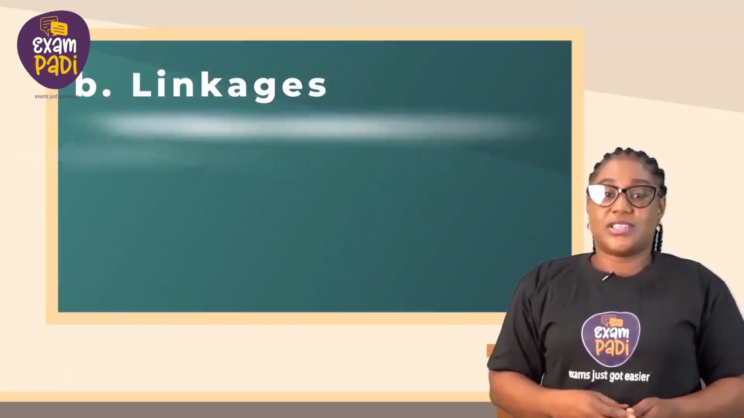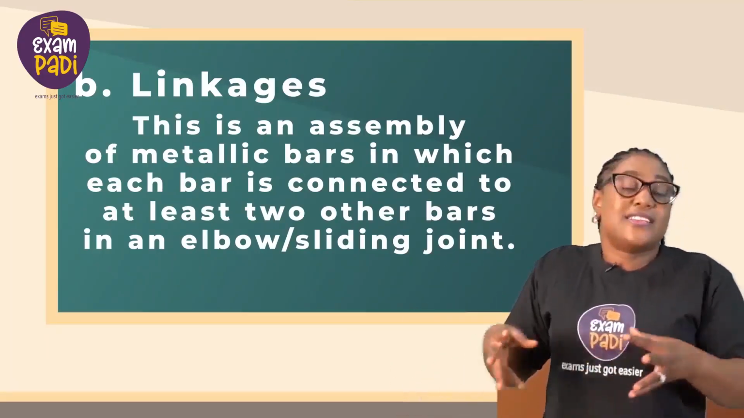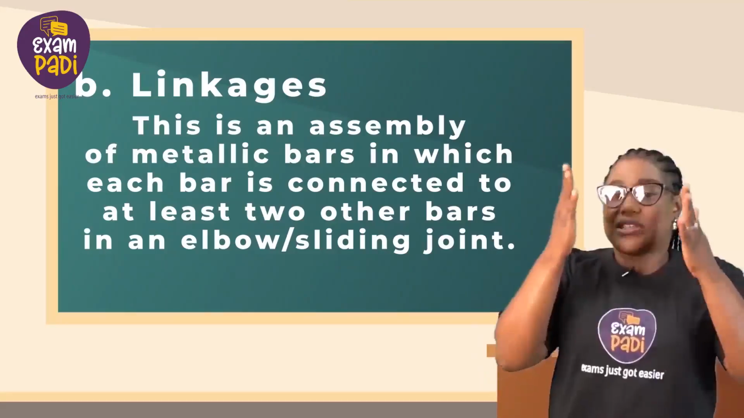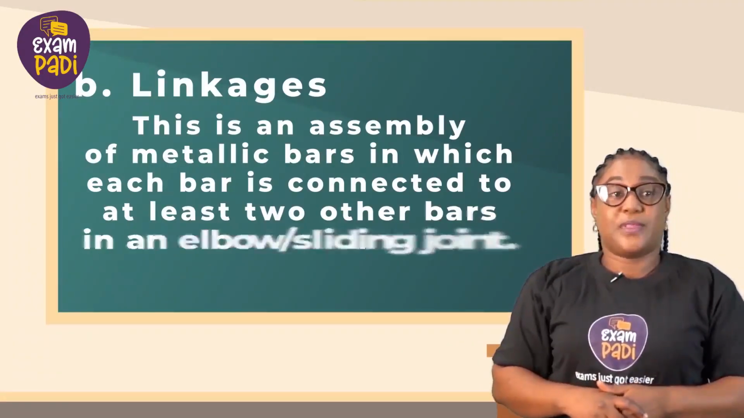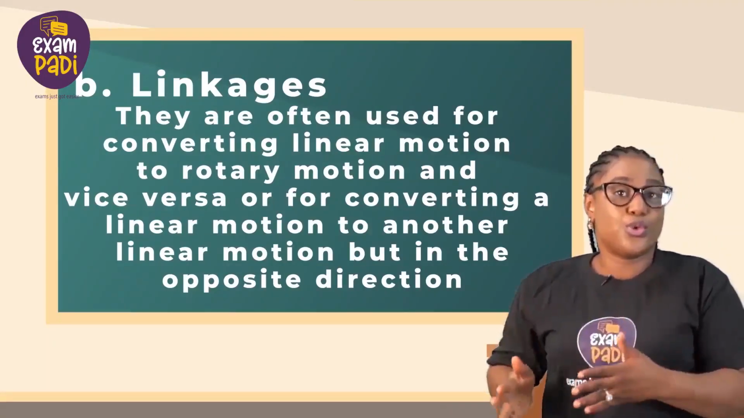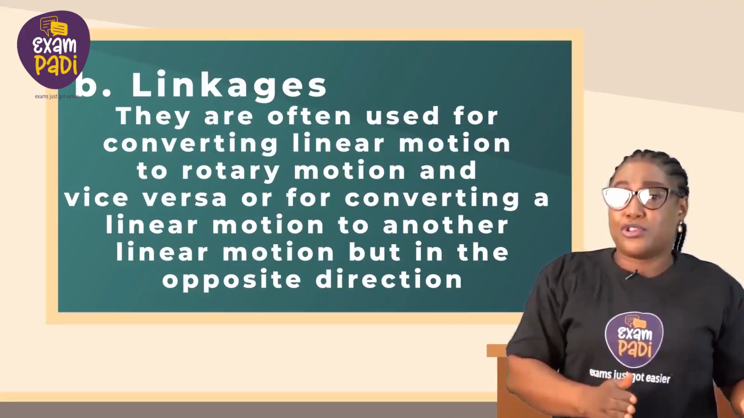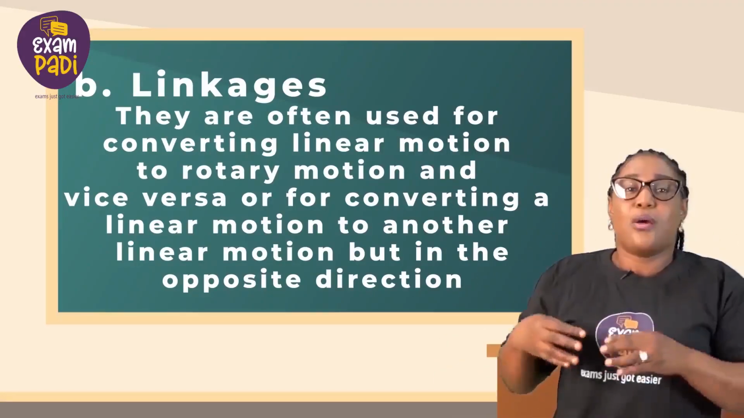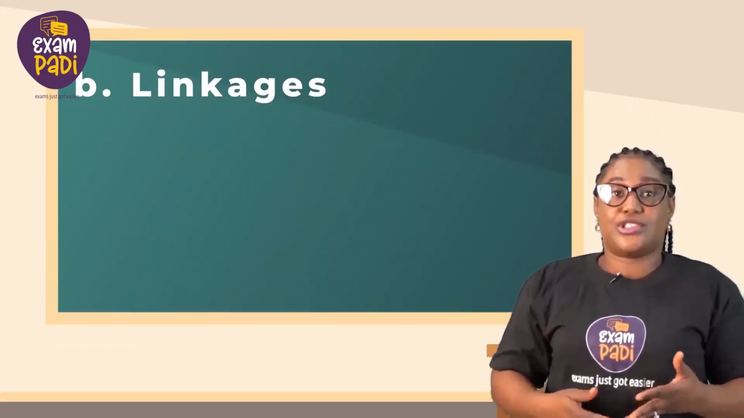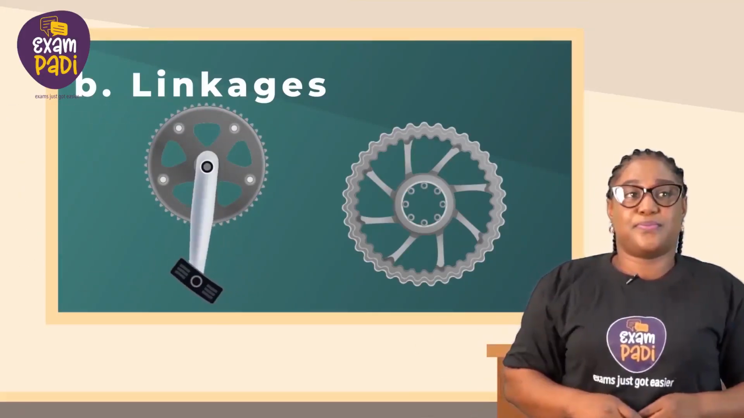B. Linkages. This is an assembly of metallic bars in which each bar is connected to at least two other bars in an elbow or sliding joint. They are often used for converting linear motion to rotary motion and vice versa, or for converting a linear motion to another linear motion, but in the opposite direction. Applications of linkages include bicycle brakes, cranks, and slides.